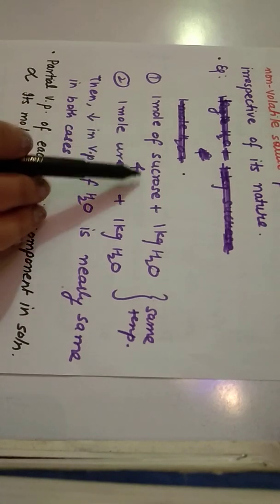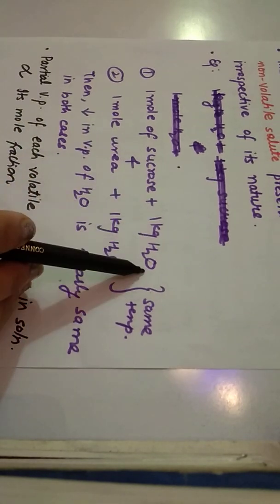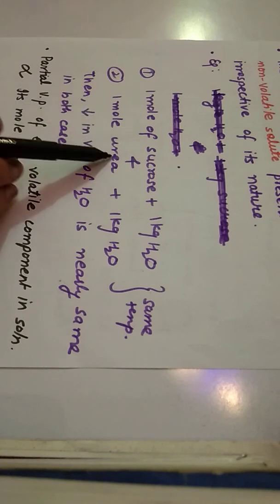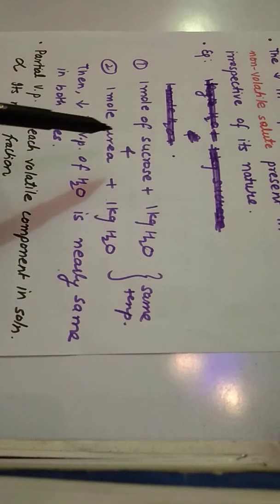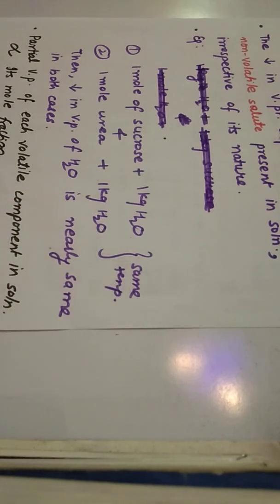So like 1 mole of sucrose is added to 1 kg of water. Again 1 mole of urea is added to 1 kg of water. The solvent is same. 1 mole of sucrose is added one time, another time 1 mole of urea is added to 1 kg of water, and that too at same temperature.